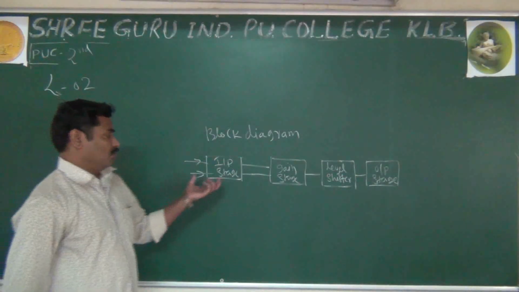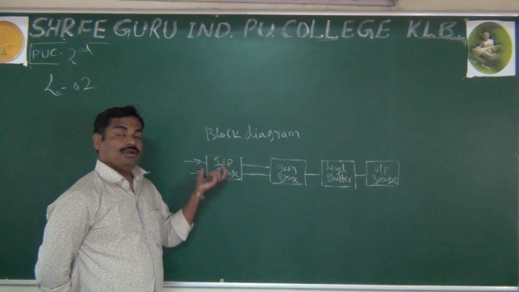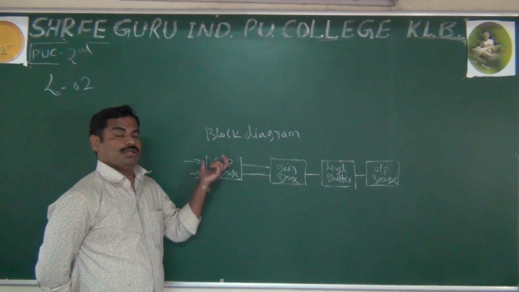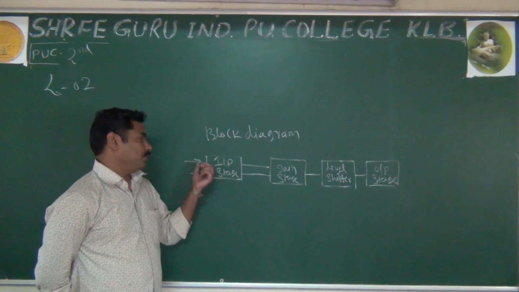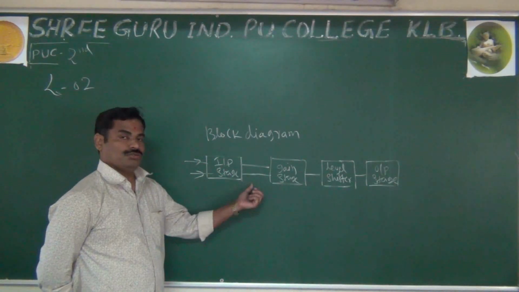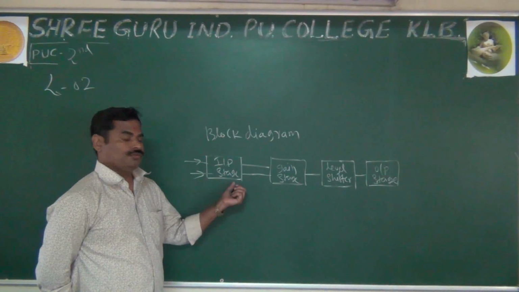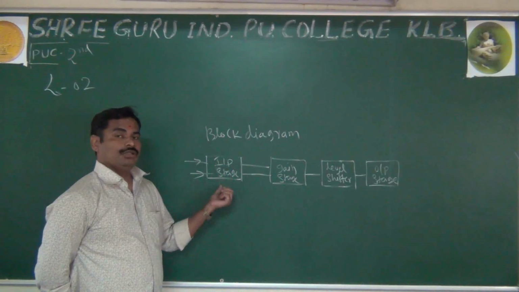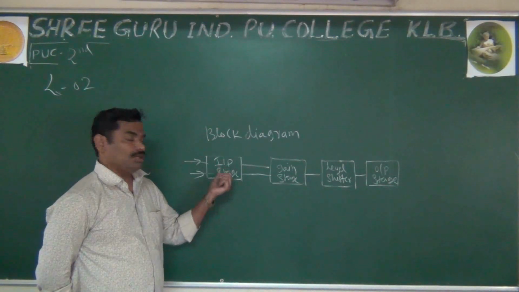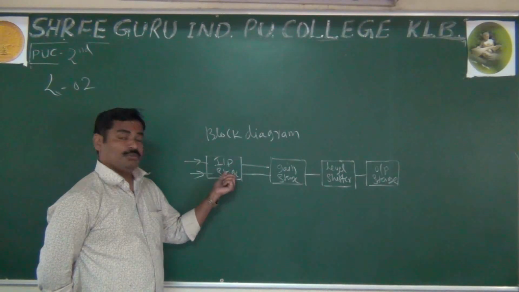Especially in the block diagram, the first stage is nothing but the input stage, and in the input stage you are using the differential amplifier. The differential amplifier has two inputs and two outputs. It is also called dual input and balanced output. And what is the use of the input stage? It will give more voltage gain, more input impedance, and it will also reject the noise. This is about the importance of your input stage.